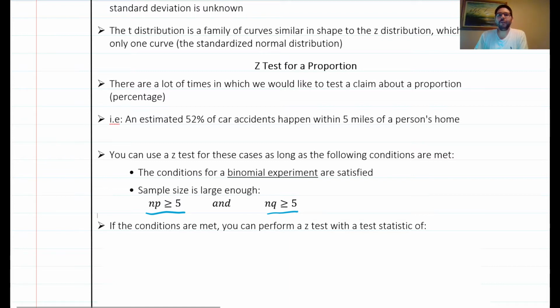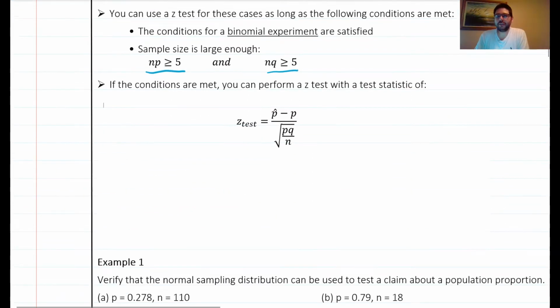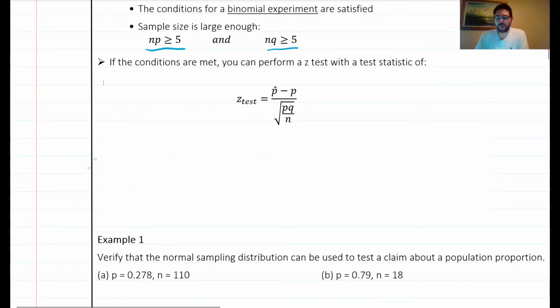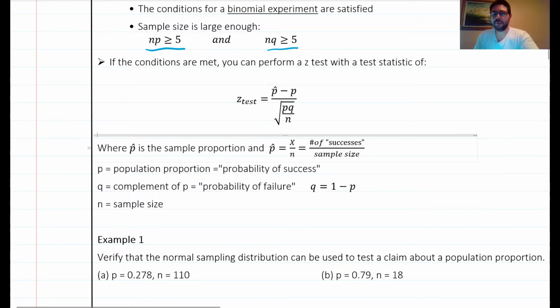Now, the formula for the test statistic for the z-test is actually given below. So that's the formula for the z-test. In this formula, the p-hat is the sample proportion. The p is the population proportion, which we also call the probability of success. The q is the probability of failure, which is the opposite of the probability of success. We call that the complement.